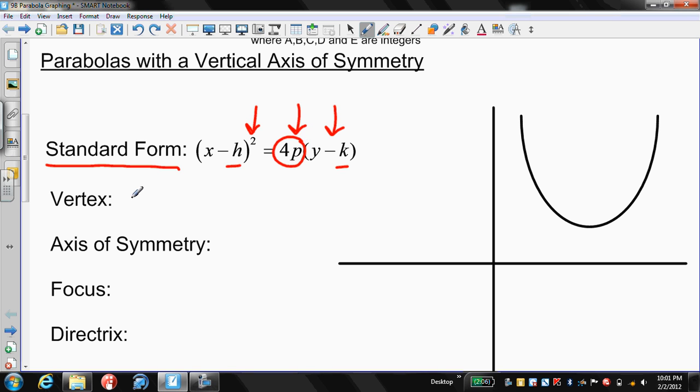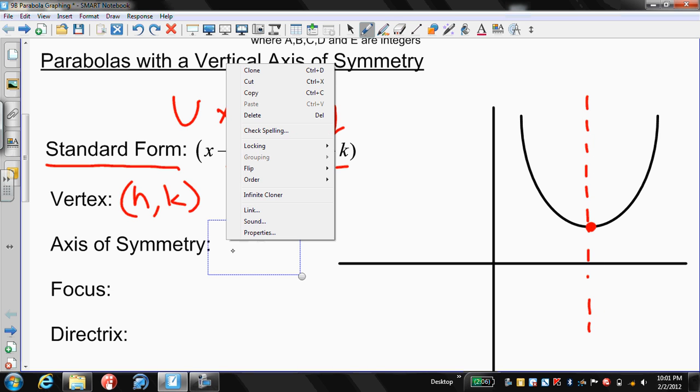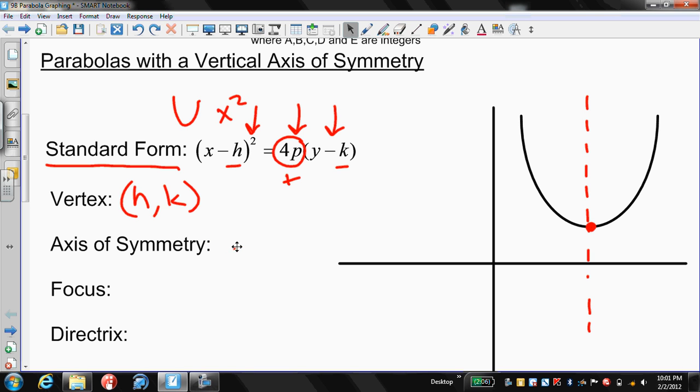So the vertex is simply (h, k), and that's pretty familiar to us. The vertex again is the bottom of the parabola, defined by those values. Now notice, being that it's x squared and that the 4p is positive, we know it's going to go up. We can kind of see that over here. The axis of symmetry, that's the dashed line, is going to go right down the middle, and that's nothing new. That is always going to be x equals the h value. In this case, it goes through the middle of the vertex.